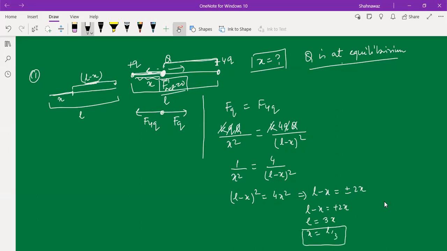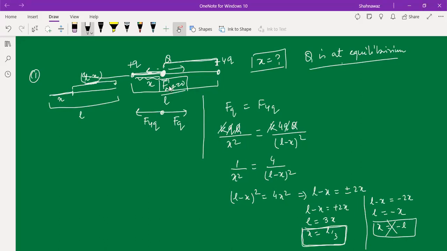The second solution would be L minus X equals minus 2X. So L is minus 2X plus X, so minus X. So X is minus L. Minus L signifies that this is in the opposite direction, so this cannot be true. This solution is discarded and we have X equals L by 3.